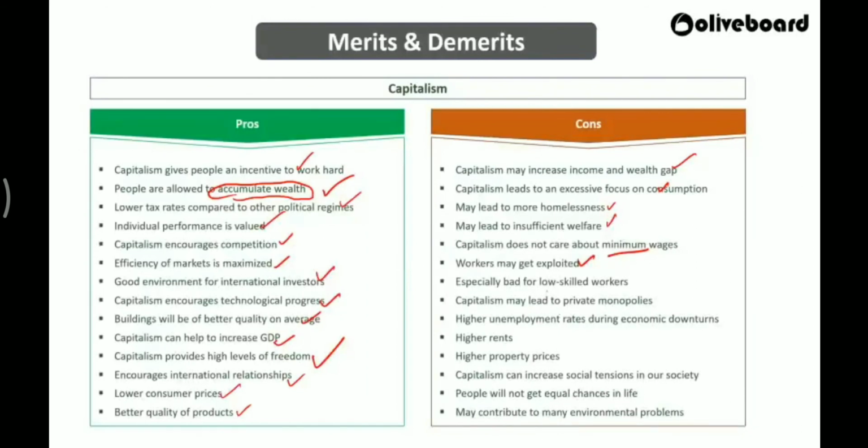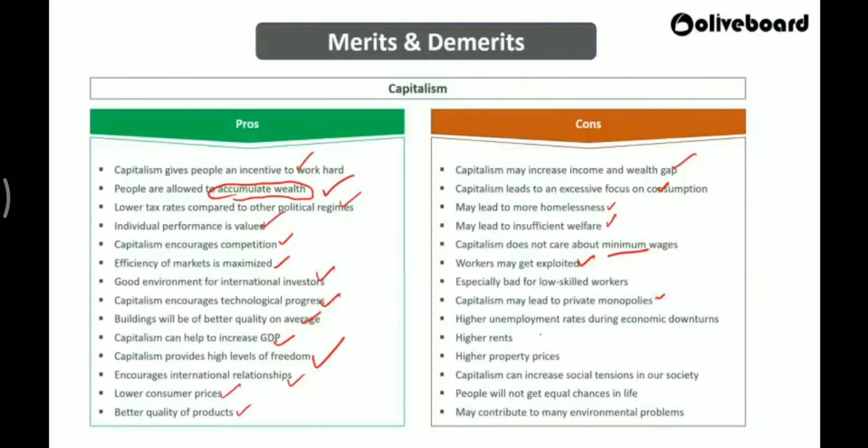All right. Capitalism may lead to private monopolies. Yes, sometimes it may lead to what? Private monopolies. All right. Higher unemployment rates during economic downturns. Yeah, whenever there is an economic downturn, like how we had corona, we had a recession like that. Immediately they will fire what? Employees. They will lay off people without any reason, because they couldn't earn profit. The main aim is what? Profit. I have to save some cost, because now it is a recession, nobody is purchasing anything, production is less, so immediately I will remove that employee from work. So what happens? Higher unemployment will be there.